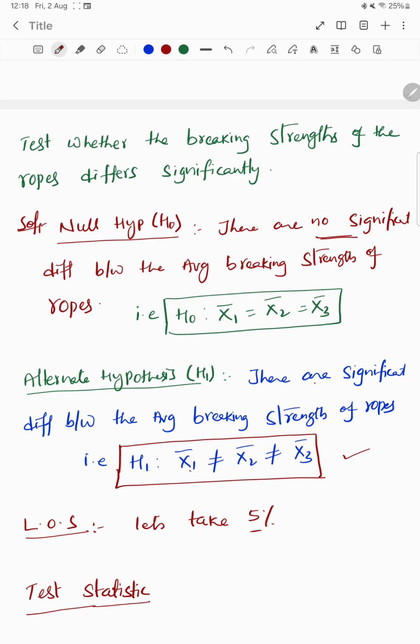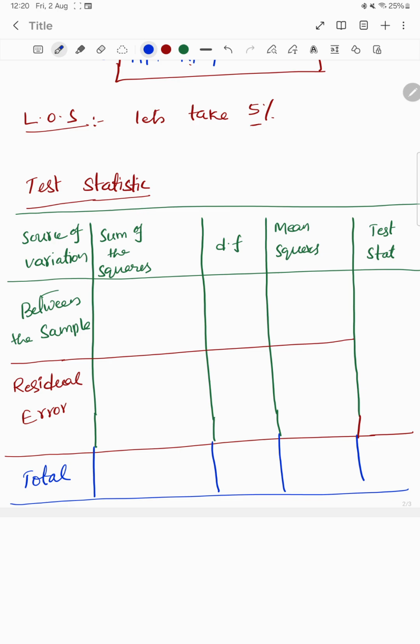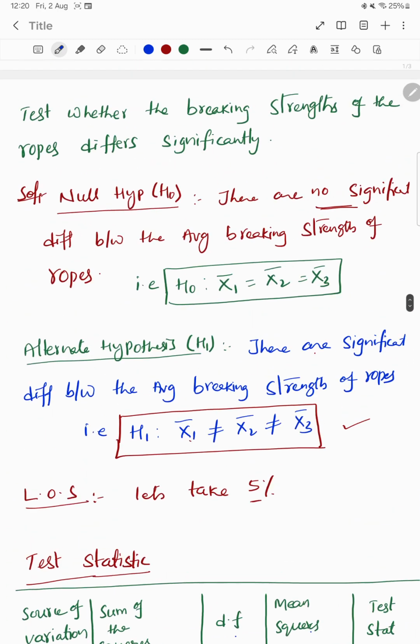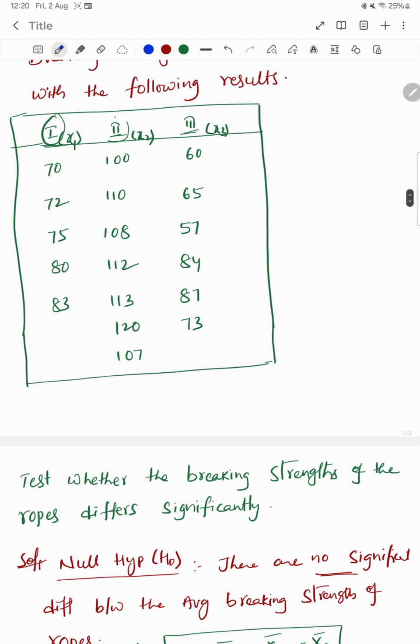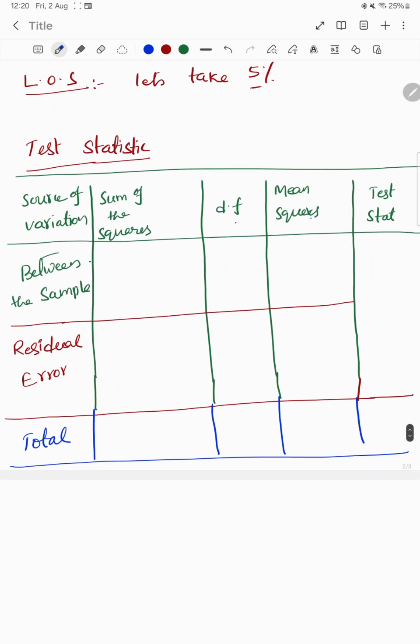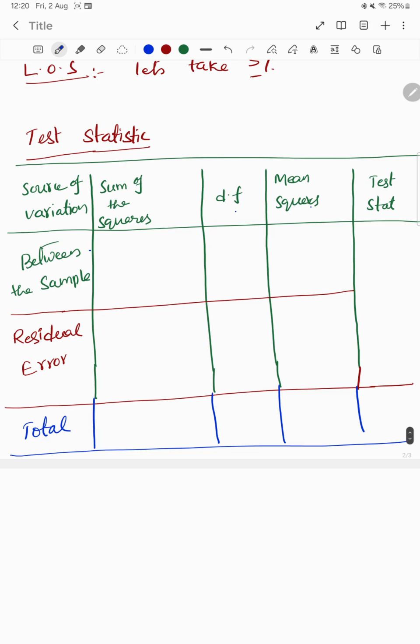Now the test statistic. So in ANOVA, the test statistic is calculated with a table. The table I will draw, and it is shown like this. So this is the table which is coming under step 4. So in the first column we have source of variation, next is sum of the squares, degrees of freedom, mean square, test statistic. Coming to the rows, we have calculations between the samples. Between the sample means, the calculations between first sample to second, second to third, and third to first, like this. So between the samples, and the residual error. So error we need to calculate.